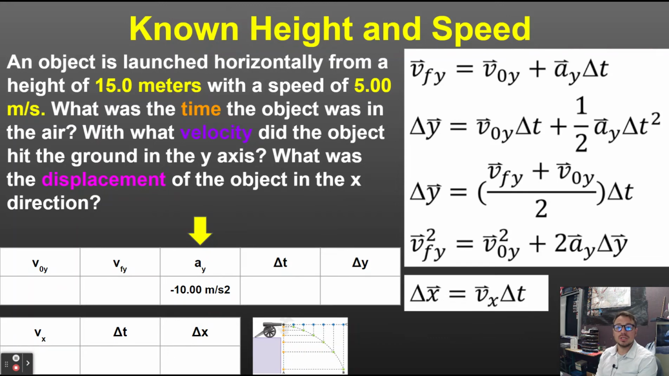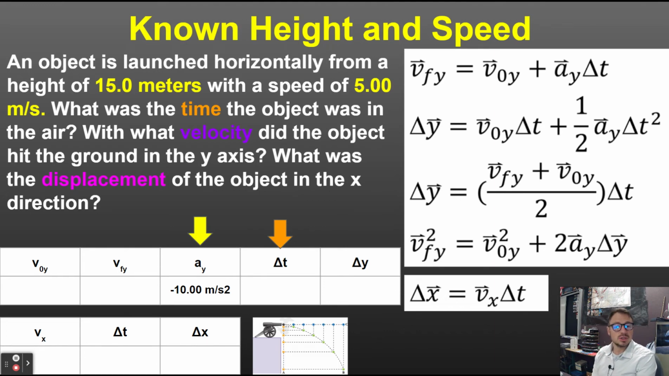An object is launched horizontally from a height of 15 meters with a speed of 5 meters per second. What was the time the object was in the air? With what velocity did the object hit the ground in the y-axis? What was the displacement of the object in the x direction? So let's just ask ourselves, what's the first thing it's asking us to find? The time, right? You can never go wrong with finding the time.